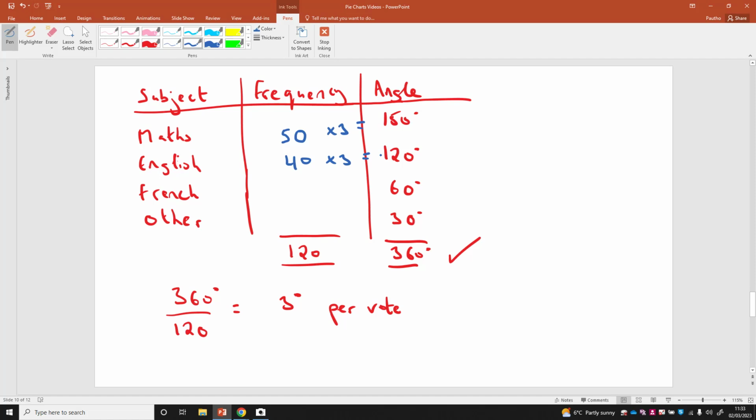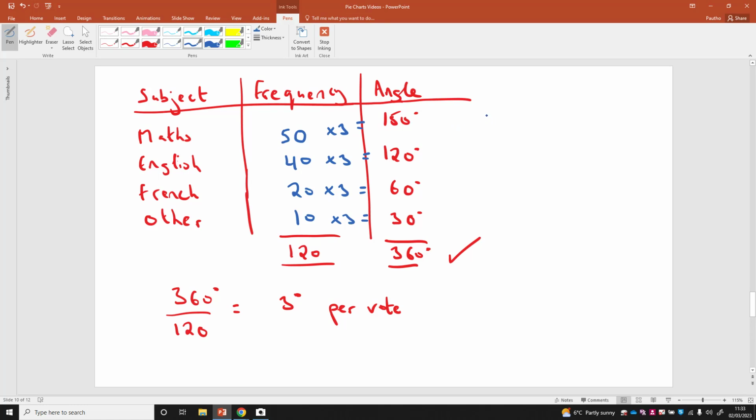So these two are definitely correct. Again, if you're working backwards, how many 3s do we need to make 60? Well, I think it's 20, but again, you can check if you want. Yeah, that's right. And again, this one, how many 3s do we need to make 30? Well, 30 divided by 3 is 10.